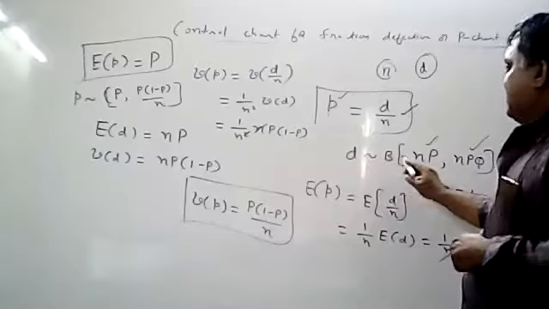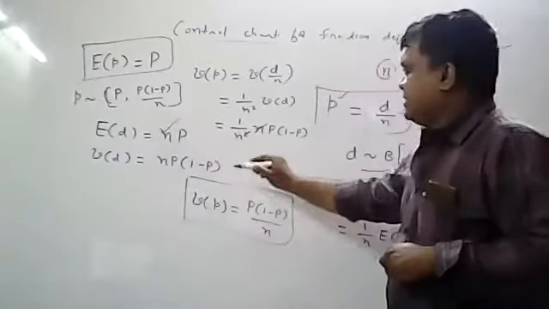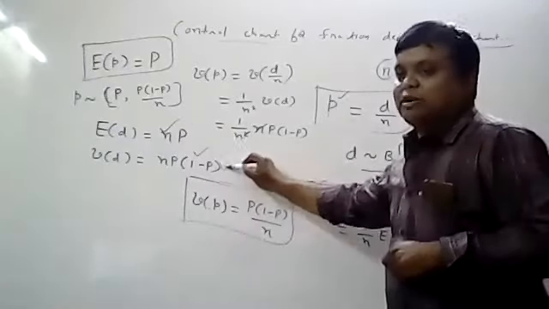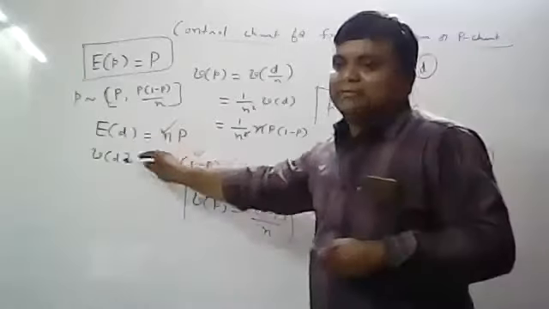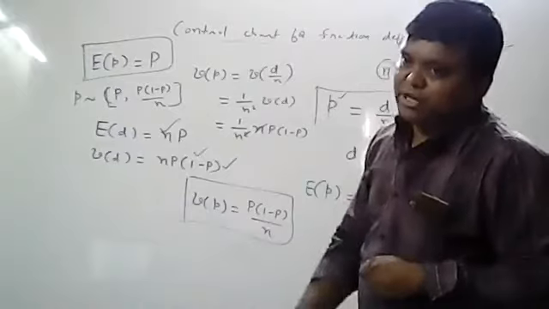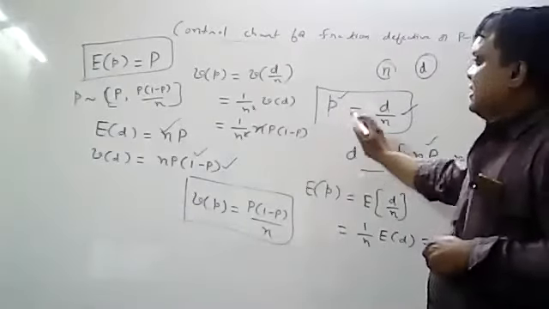Next, what is the meaning of this sentence? It means expectation of d equals np. Variance of d equals np into q, where q is 1 minus p. That's why I have written 1 minus p here. But I don't want d, because which chart are you constructing? You are constructing the P chart, which means you have to identify what small p follows, what the mean is and what the variance is.